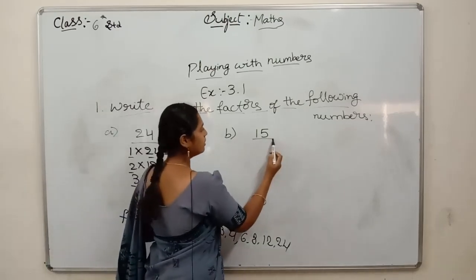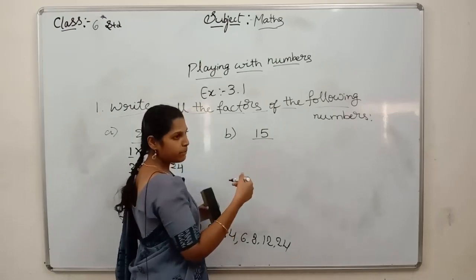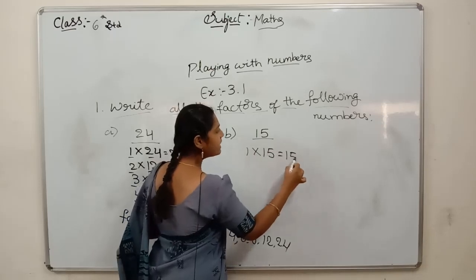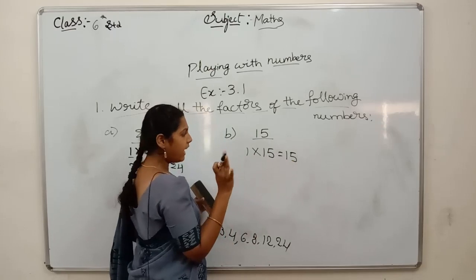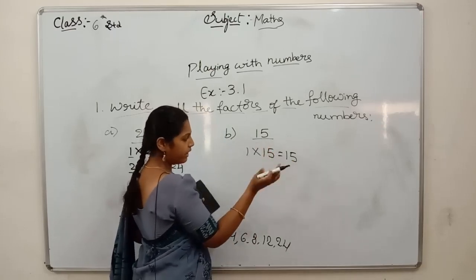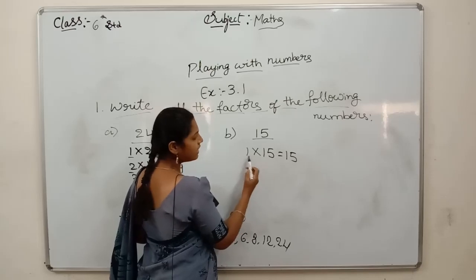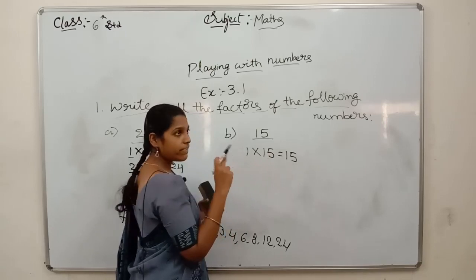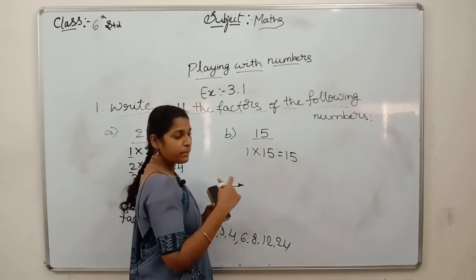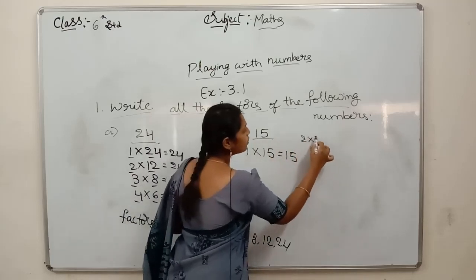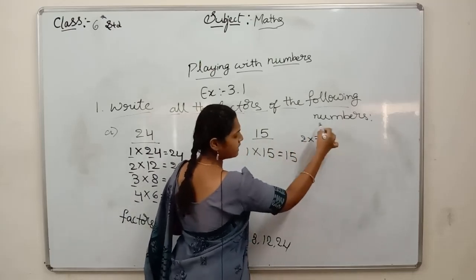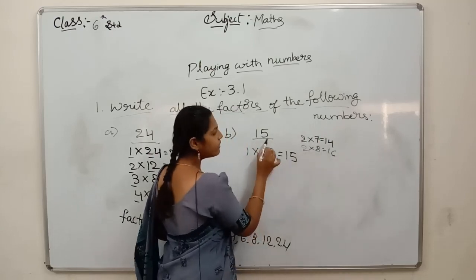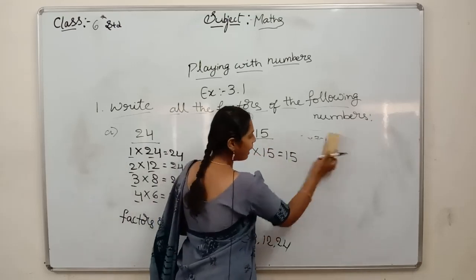Again same. The given number is 15. I have to check in which table 15 is there or not. 1 15 is 15. 1 is common for every number, and the number itself is a factor of every number. If you do 15 ones are 15, we also get 15 only. Next, the 2 table: 2 sevens are 14, 2 8s are 16, which is a bigger number. We can't see 15 in the 2 table, so 2 is not a factor of 15.